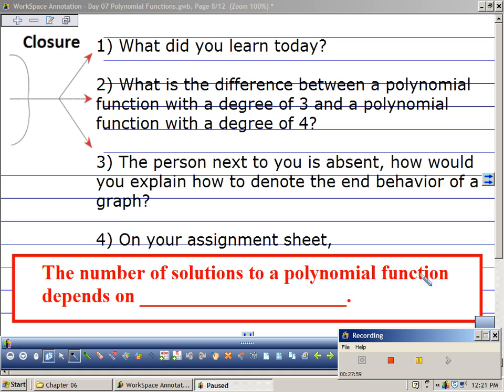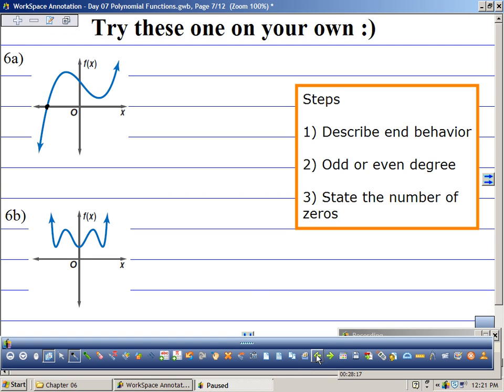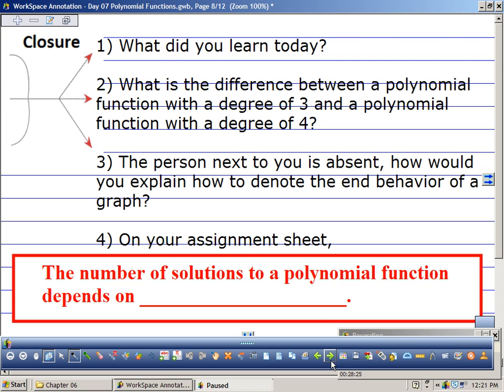The number of solutions to a polynomial function depends on what? The number of solutions depends on what? What are the number of solutions for this one? 0, 1. What are the number of solutions for this one? The roots, when it crosses the x-axis. Even means it's pointing in the same direction. Odd is when it's doing this. Oh, okay. Okay? Good job, guys.